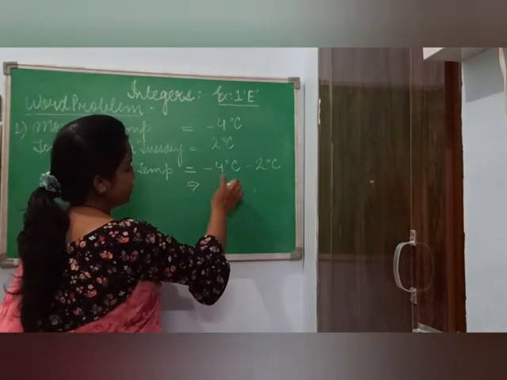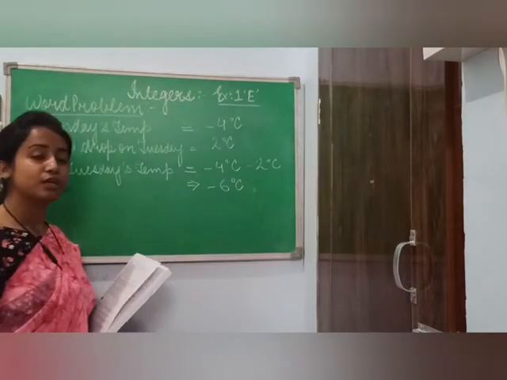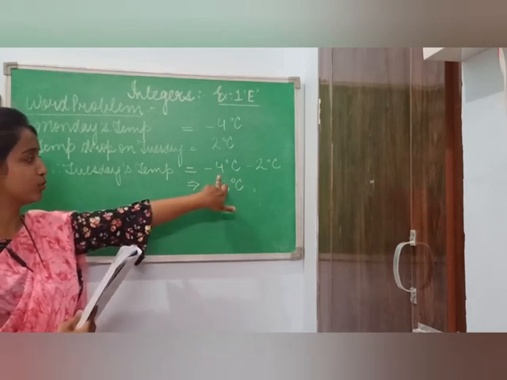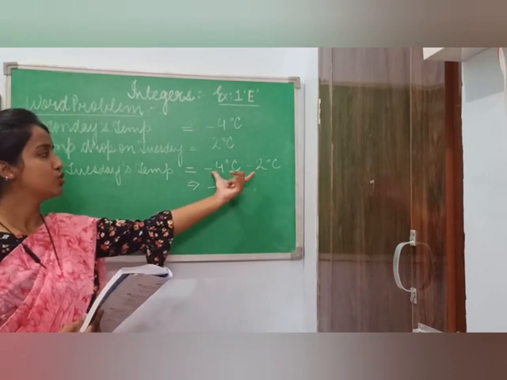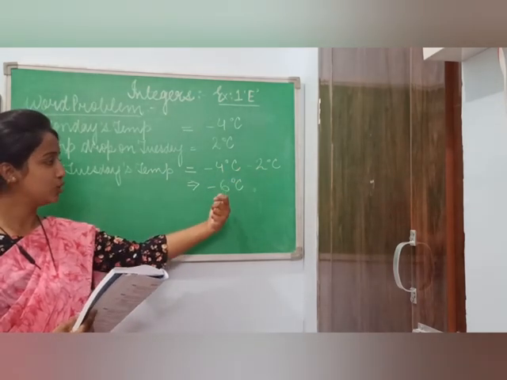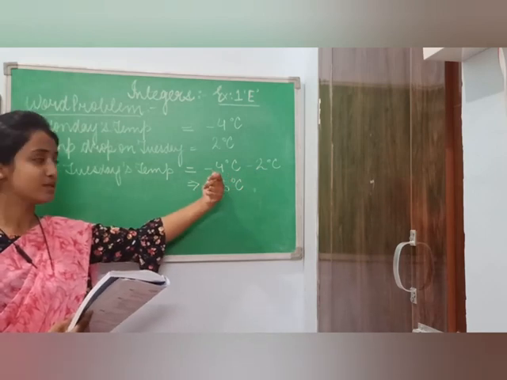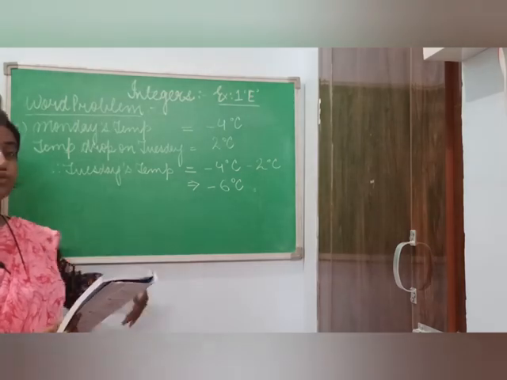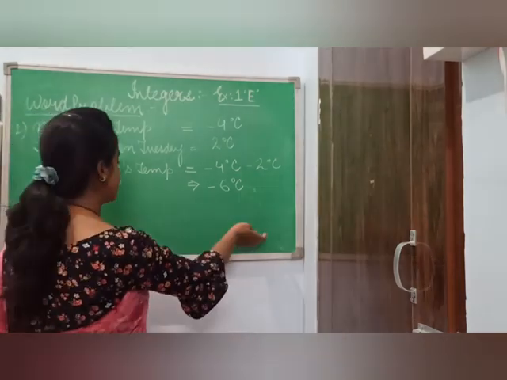Therefore, minus 4 and minus 2 will be minus 6 degrees centigrade. Tuesday's temperature will be minus 6 degrees centigrade because 4 and 2 both have a common sign, that is minus. So the operation we do is addition and use the common sign. 4 plus 2 is 6 and the common sign is minus. So this is our final Tuesday's temperature, minus 6 degrees centigrade.